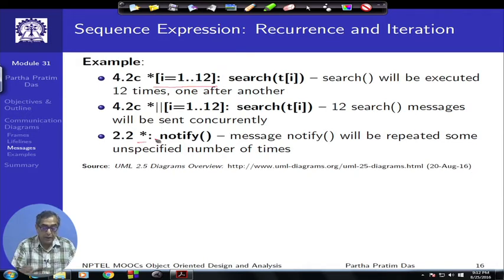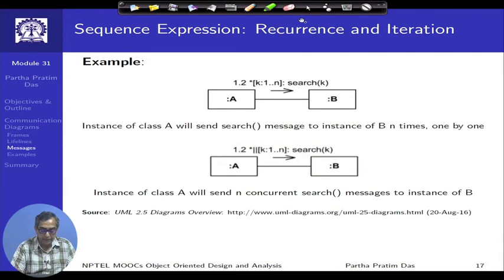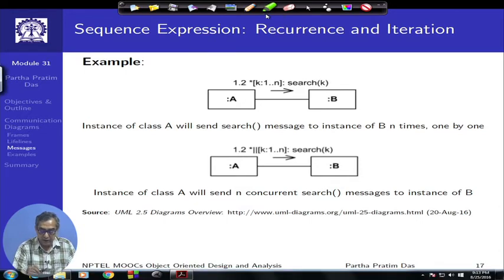You may not specify how many times a message will be iterated. So, it could be just the star. It says that at the 2.2 level the notify message will be sent, you do not know how many times. So, star means it could be 0, it could be any number. It will be repeated an arbitrary, unspecified number of times. It may be governed by some other factor. So, these are examples of iteration. For example, we have already explained this: k going from 1 to n, n different requests being sent one after the other, and n different requests being sent concurrently at the same time.